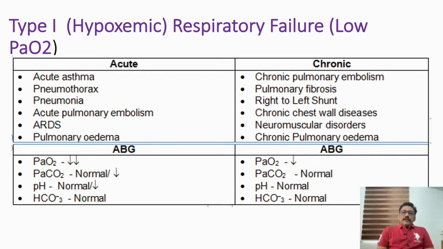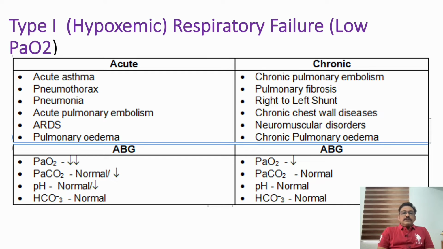Now, type 1 respiratory failure, we have already seen that there is low PaO2. A very common condition is acute asthma. And other conditions like acute pneumothorax, acute pneumonia, acute pulmonary embolism, ARDS, pulmonary edema. In all these conditions, you can see initially PaO2 will be reduced significantly. And PaCO2 will be normal because carbon dioxide retention has not occurred. So PaCO2 is normal. At the end of 1 or 2 days, slowly the carbon dioxide levels may start increasing. That we will see afterwards. pH will always be normal. Bicarbonate is also normal.